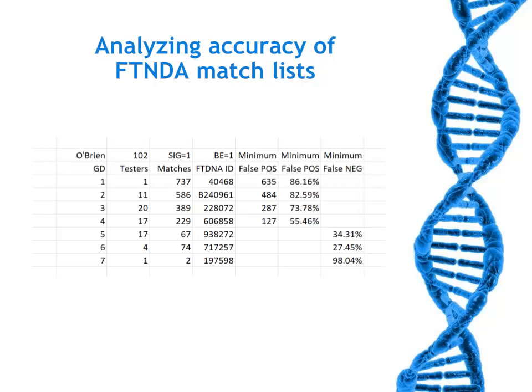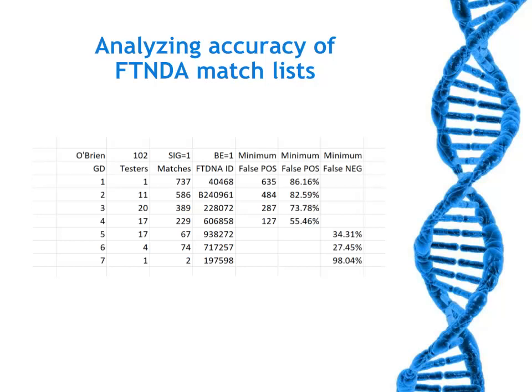And at 2, it goes down to 586 matches. So the next guy at 2 is at 83%. And then at 3, it only goes down to 389. That's a 74% false positive. And even at 4, it's 229, so half of them are wrong. So this is much, much higher than the 5% assumption of the error rate that Family Tree today is supposed to be returning. But then when you get further down at the higher genetic distances, it only has 67. So now you're getting a 34% false negative because it's not showing everybody.